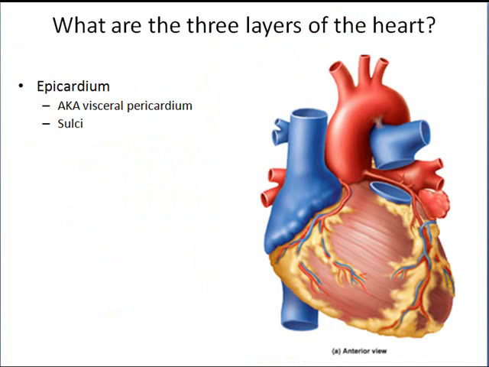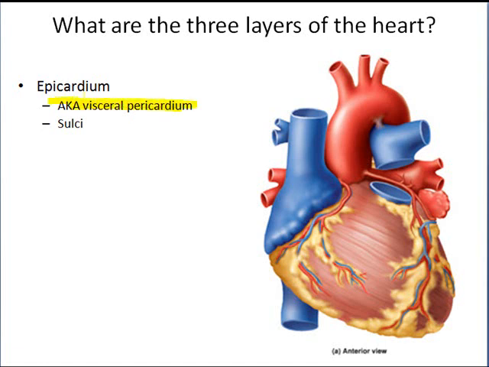So let's take a look at the three layers of the heart. I'm only going to talk about them briefly. We'll start on the outside. We'll work our way inward. The epicardium is the outermost layer. It's a very thin layer of epithelial tissue. Again, remember, it's the same as the visceral pericardium. They are one and the same.